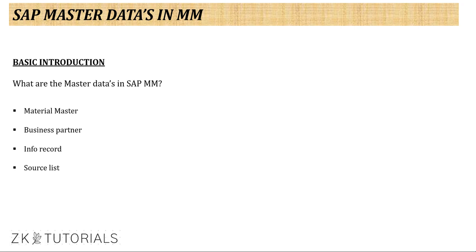In this master data series, we are going to see four master data, starting with the material master. Then we have the business partner, the info record, and the source list. We are going to see each individually, and we are also going to cover both the front end and the back end.